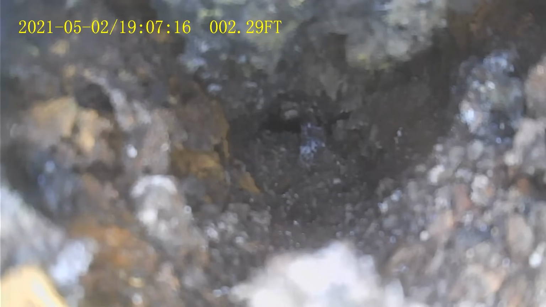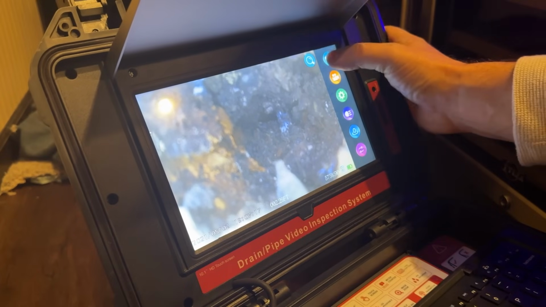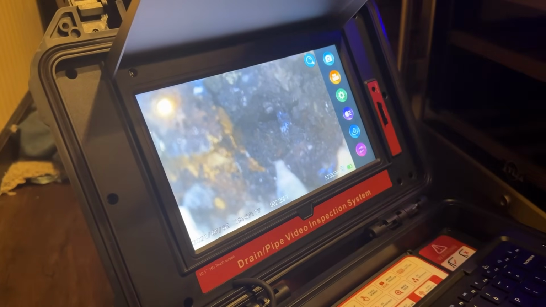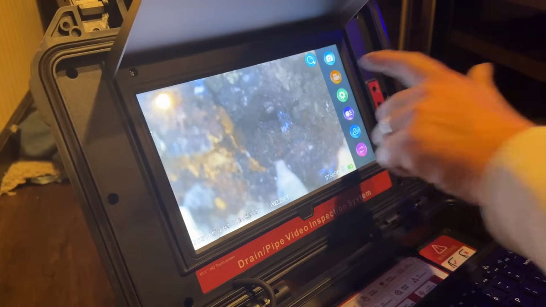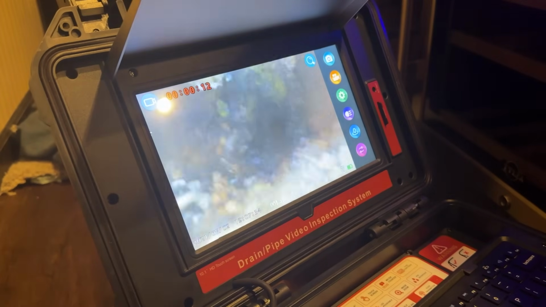I think I did, but I don't know where that goes. I'm pretty sure that's rusted all the way through right here. So you can snap pictures and take video. I'm going to try to keep track of how far that was, but I think this is where our leaks were occurring.